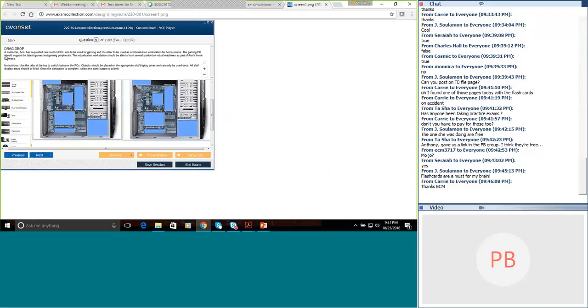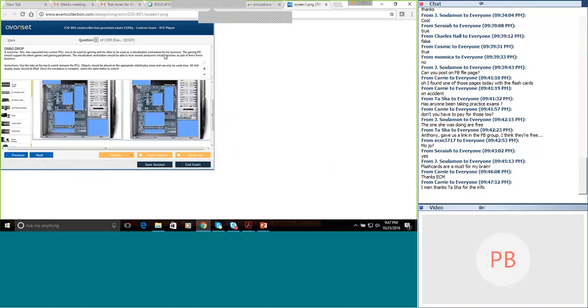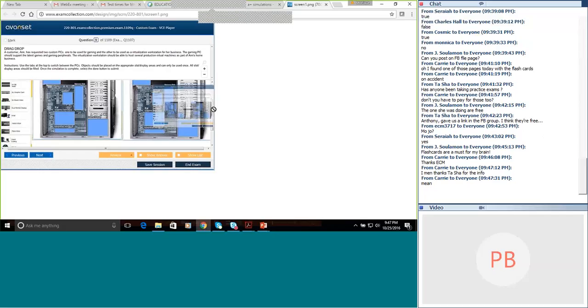So you see it says a customer Ann has requested two custom PCs, one to be used for gaming and the other to be used as a virtualization workstation for her business. The gaming PC should support the latest games and gaming peripherals. The virtualization workstation should be able to host several production virtual machines as a part of Ann's home business. Instructions: use the tabs at the top to switch between. You can't really see the tabs on this, but it'll have a tab here that says gaming PC, and this one says virtualization PC, right?